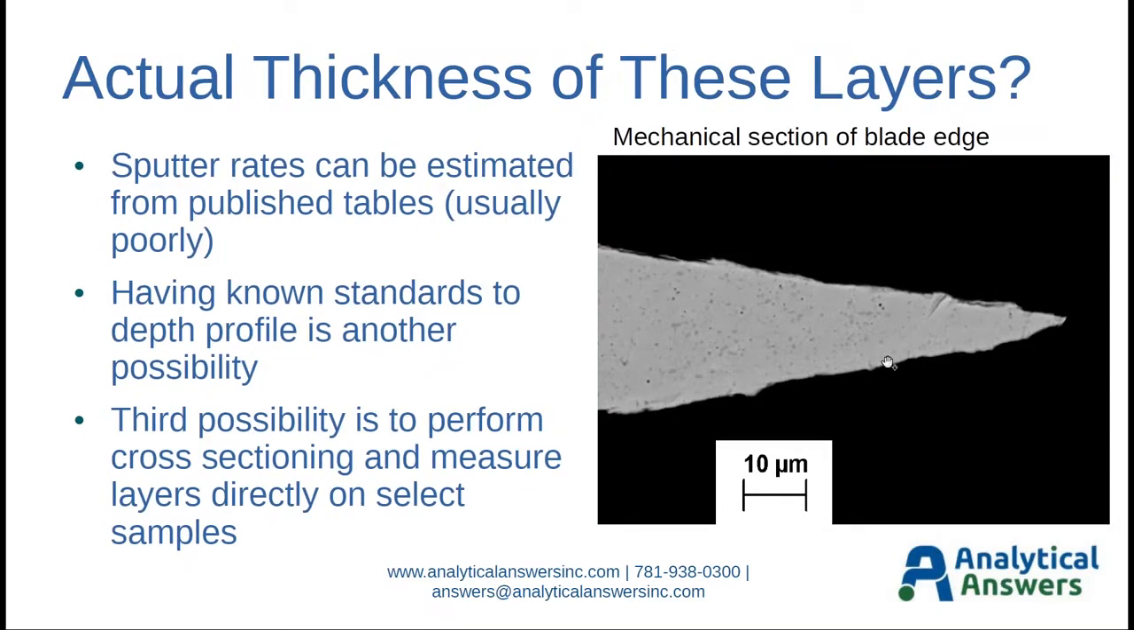So this here shows a mechanical section of a blade, and while metallurgically it shows those chrome carbide inclusions very nicely, the coatings are so thin and so delicate they don't really withstand mechanical sectioning very well. So in the absence of good sputter rate tables, in the absence of having a known standard, we're going to do cross-sectioning in a different method.